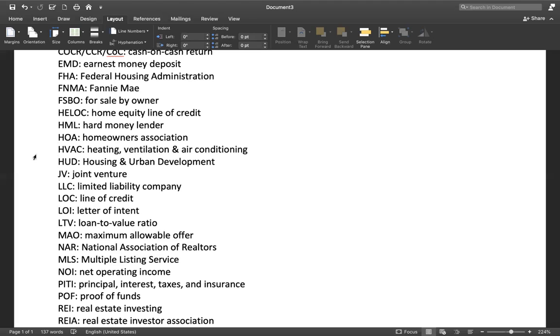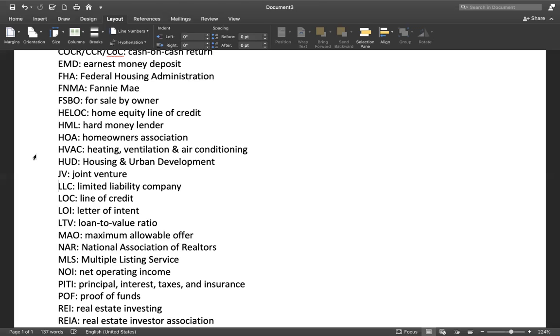HUD is a government agency, Housing and Urban Development. JV, so if you want to partner with someone, it's short for joint venture. It's a one-off. You don't have to create a formal partnership, but you might create a simple JV deal on a single family property real quick to fix and flip. And it's a one-time thing.